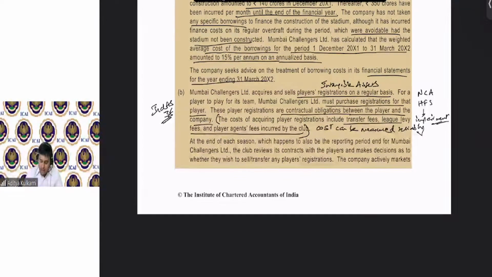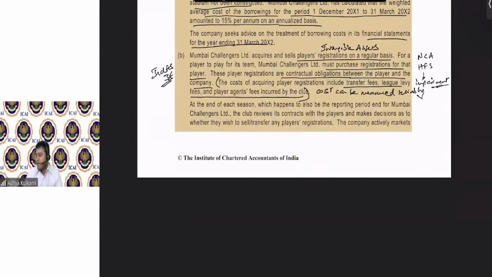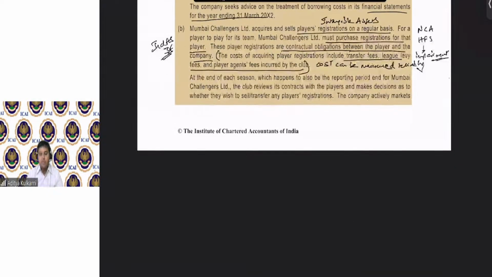We just modified it. Okay, and we changed the name so that it does not create any confusion. I did not take Royal Challengers, we have taken Mumbai Challengers, so no issue should happen. Okay, all right.